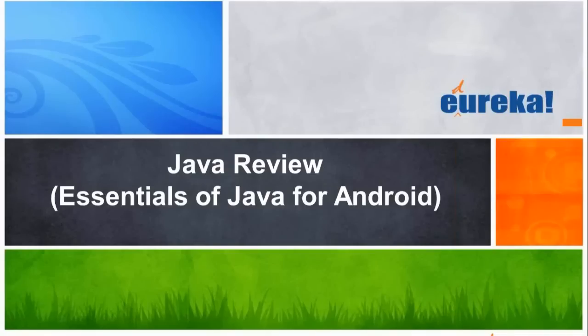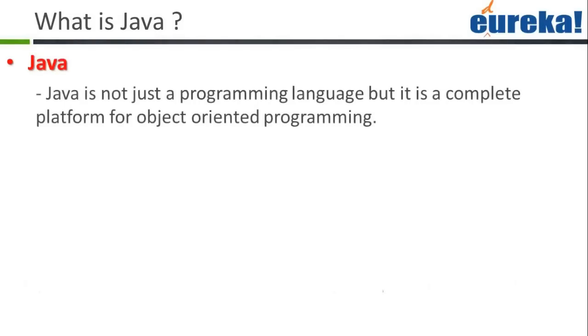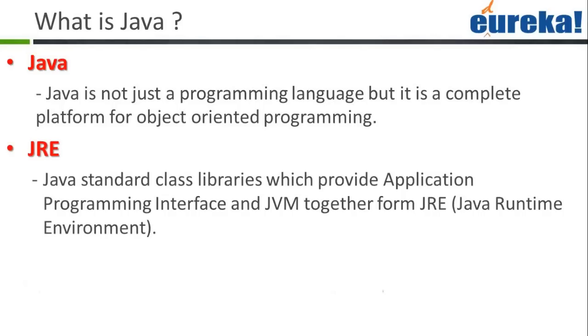All right. So let's start with Java first. What exactly is Java is something which I want to tell you all. Java is not just a programming language, but it is a complete platform for object-oriented programming. What I mean by object-oriented programming is object-centric development. Suppose I take the example of a car. When I talk about the car, I never talk about the tires, the engine, the speedometer, or the steering. As an object, I refer to it as an entity which is a car.